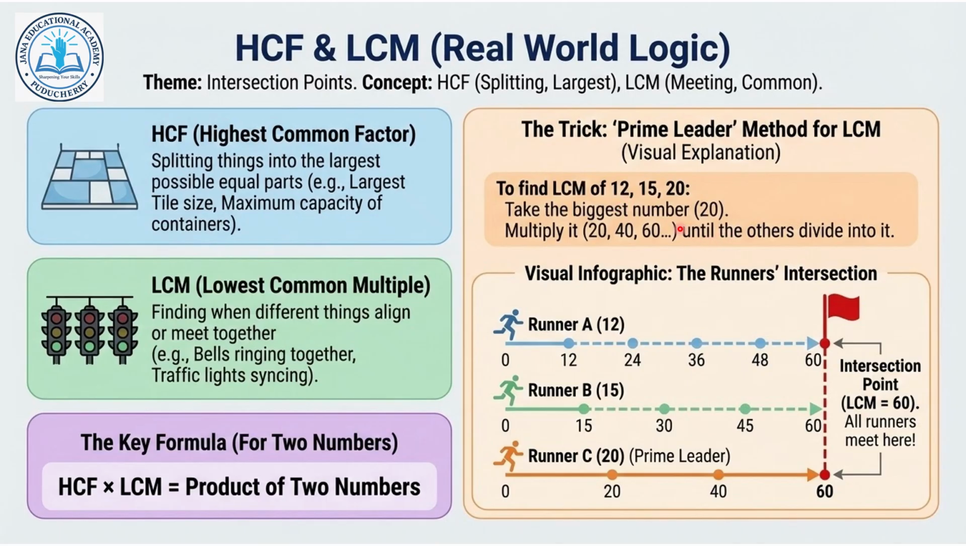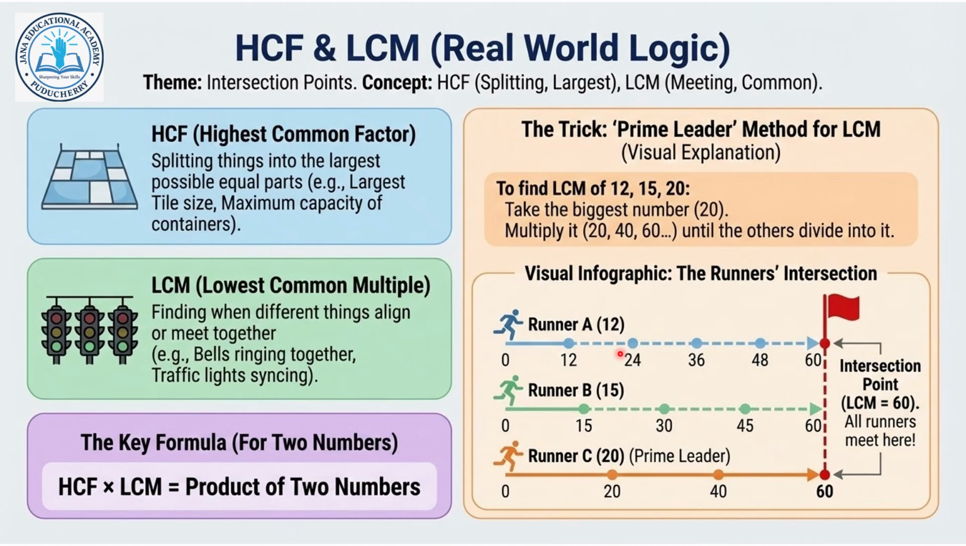No, it will not be divisible. So 15, no. So we have to increase or multiply the 20. That is the highest number. So 40, no, it is not divisible. Now 60, you see that 60 is divided by 12, you will get a value, and 60 is divided by 15, you get a value, until the others divide into it.